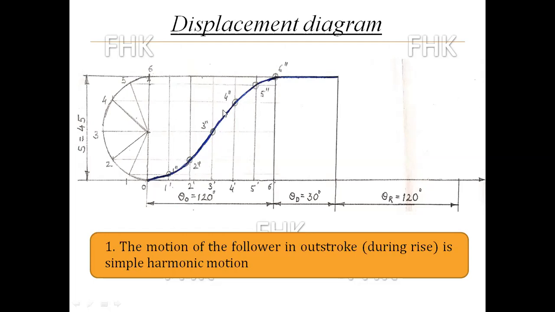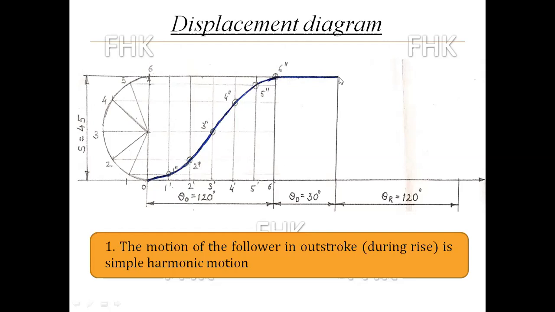This is the method of how to draw the displacement curve when the motion of the follower is simple harmonic. After that, for 30 degrees there is a dwell, so no displacement, so I draw a horizontal line here.